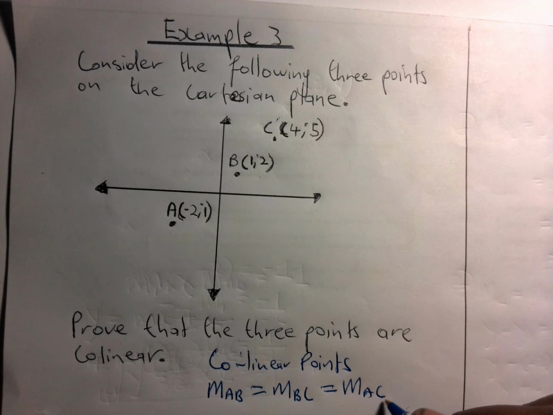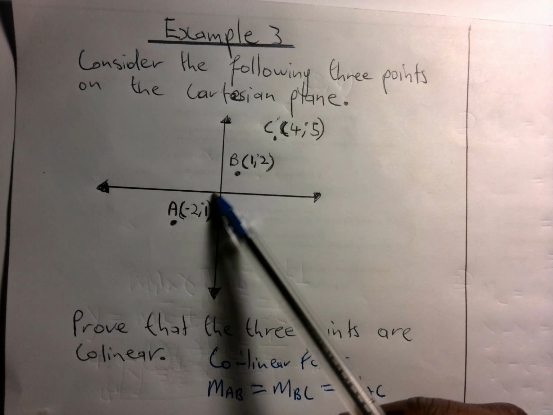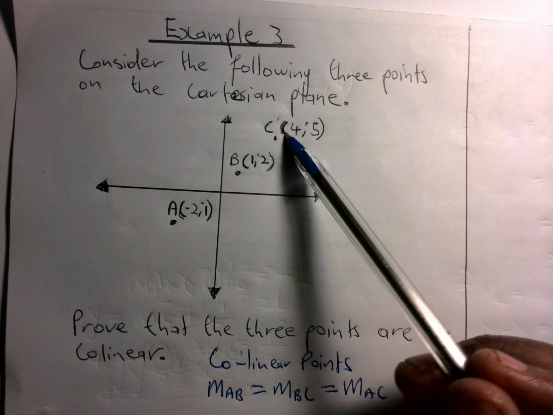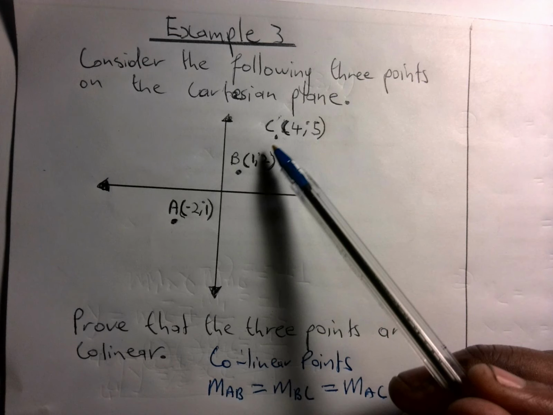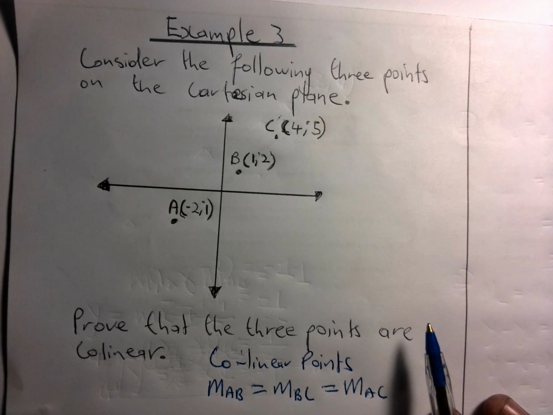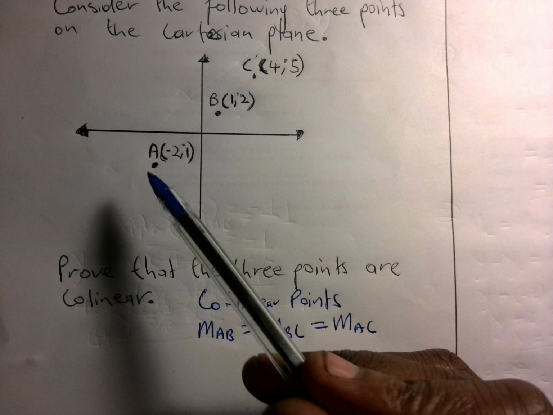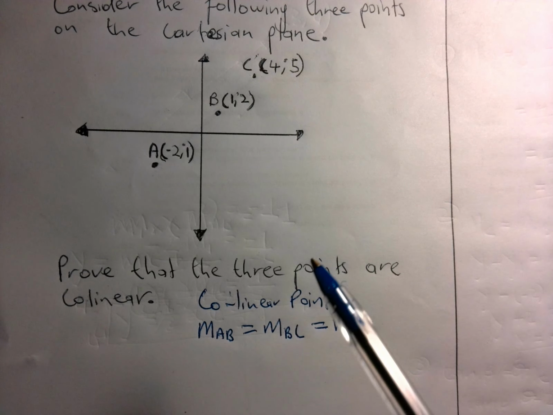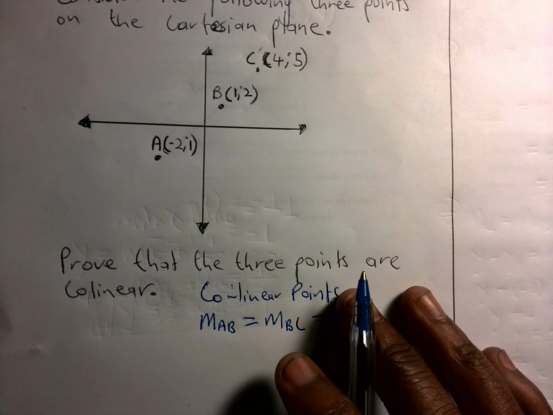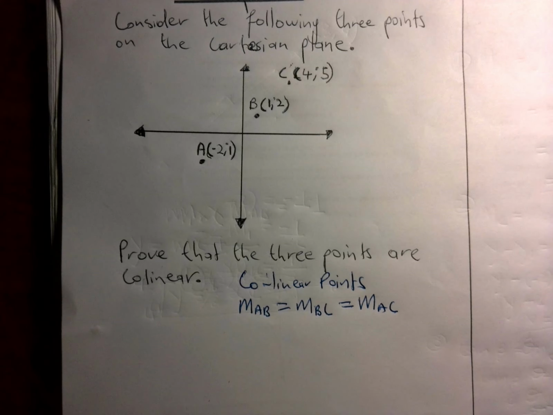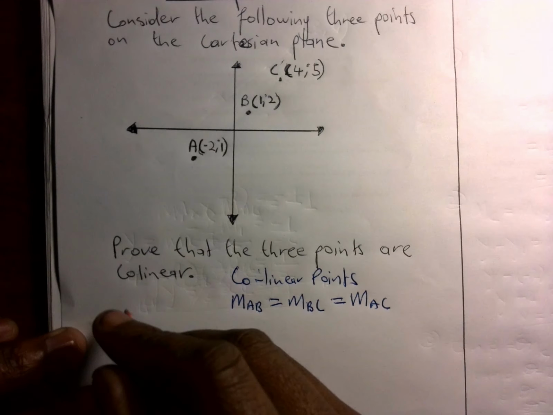If we can prove that MAB, the gradient between these 2 points, is equal to the gradient between the other 2 points. Okay, so let's keep it simple. We're going to look for the gradient between the 2 points A and B and the gradient between the 2 points B and C. If the gradient is the same, therefore the points A, B, C are collinear. So that will be our solution.